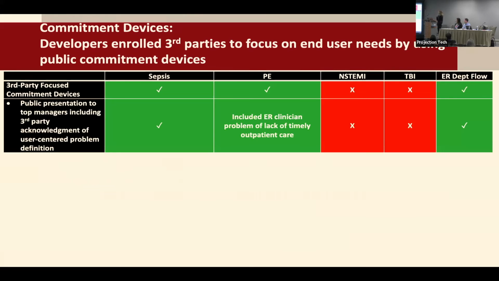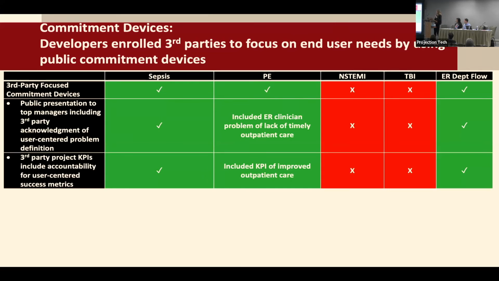So, three kinds of commitment devices. First, developers require the third parties to be part of a public presentation to the top managers that included the user problem definition. So in the case of PE, this public presentation included the fact that ER clinicians were worried that if they discharged the patients to an outpatient setting, the patients wouldn't get timely care. So that was in a presentation to top managers. The third parties are agreeing, yes, we know that's an important problem.